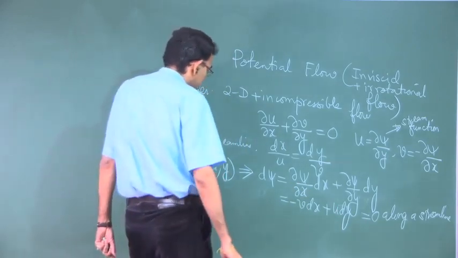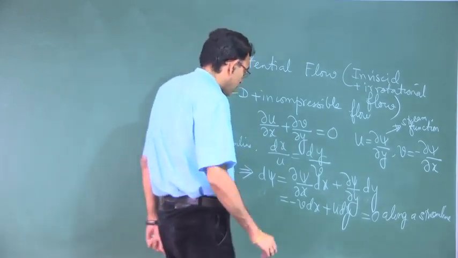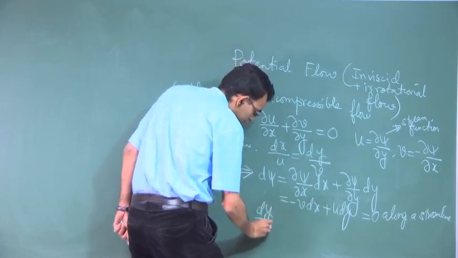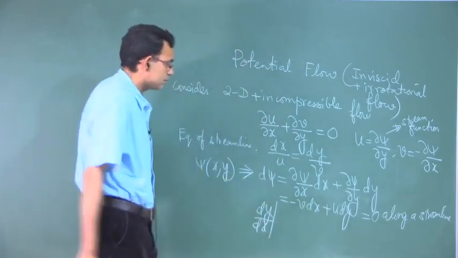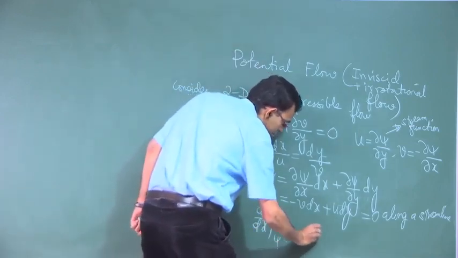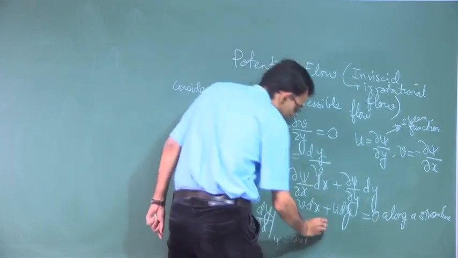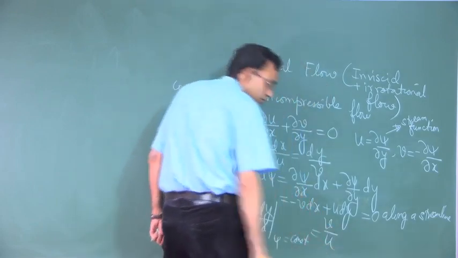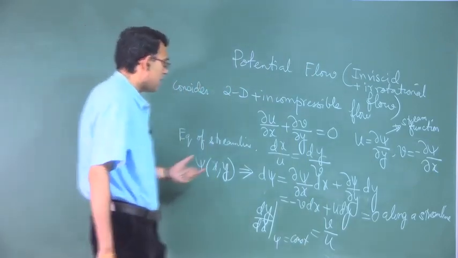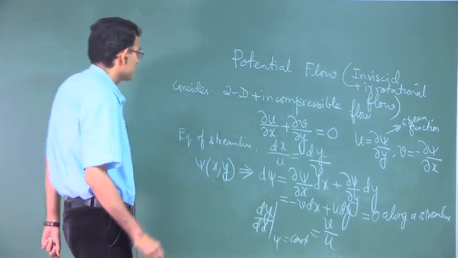So, you can write from here also dy dx for psi equal to constant. From the equation of the streamline, dy dx is v by u, right. So, these are the psi equal to constant lines.